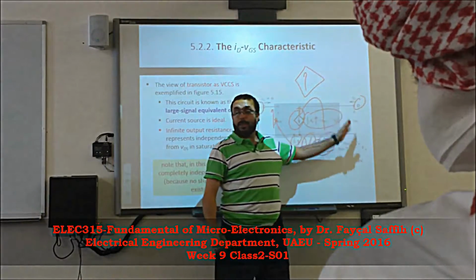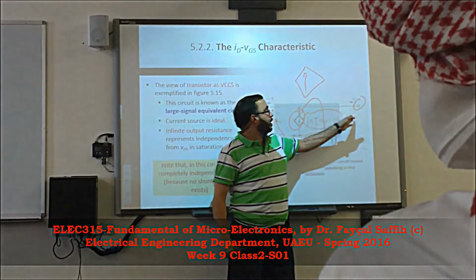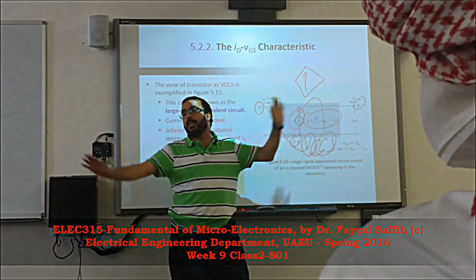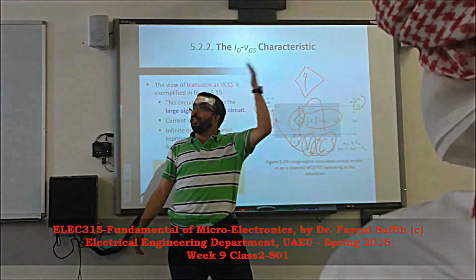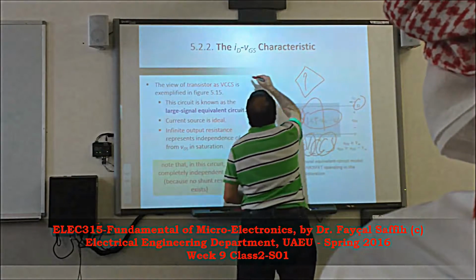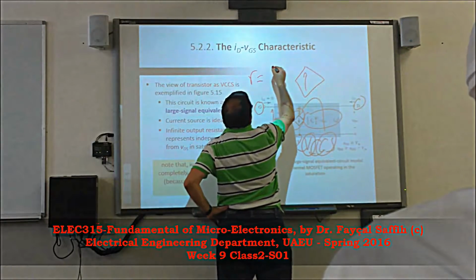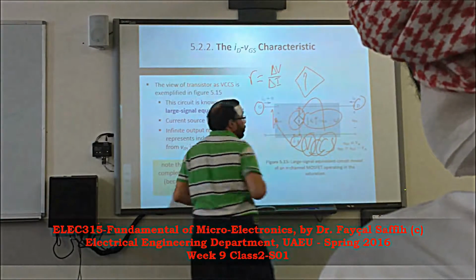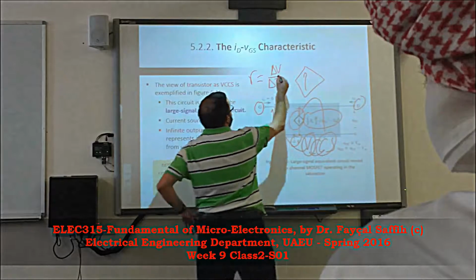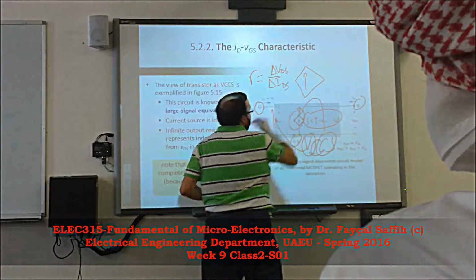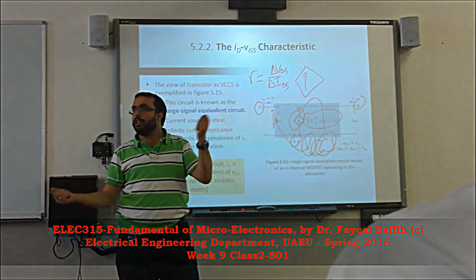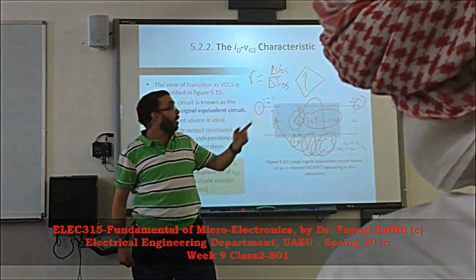One more thing. If VDS for some reason increases, does it influence the current? No. So the current stays constant. What's the definition of the resistance? The resistance is defined as the variation of the voltage divided by the variation of the current. Yes or no? So if I take the variation of VDS, I can do that. My circuit can change, I can change VDS. Does the current change?